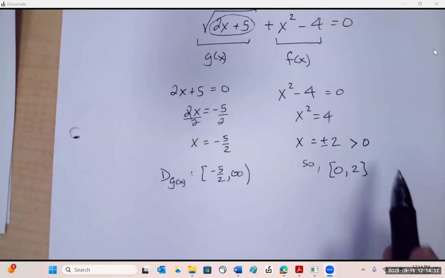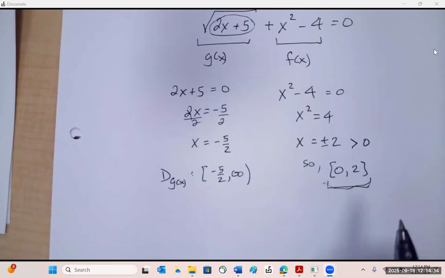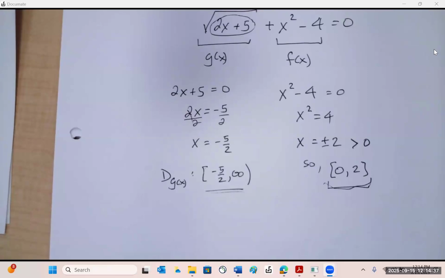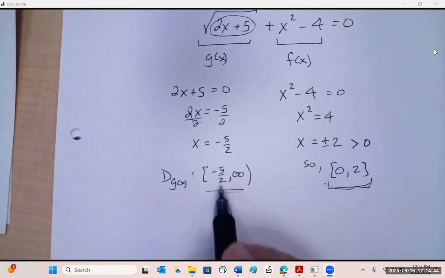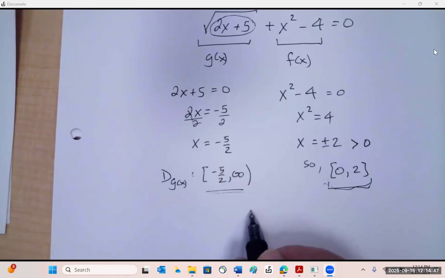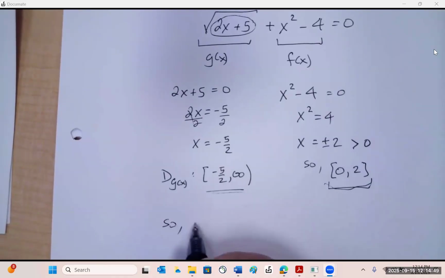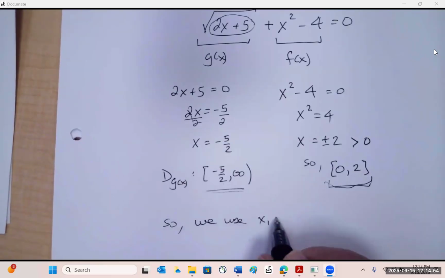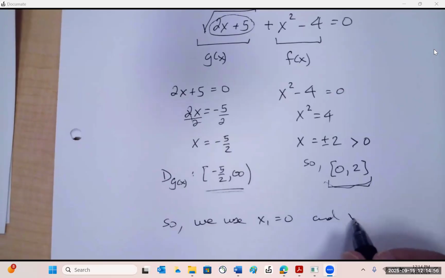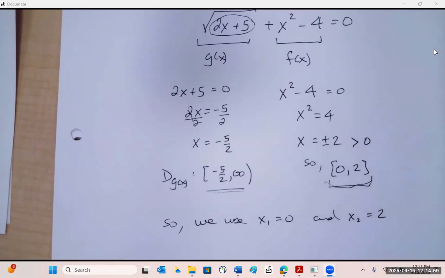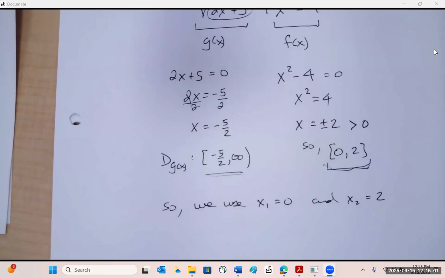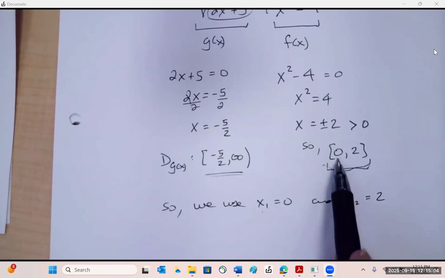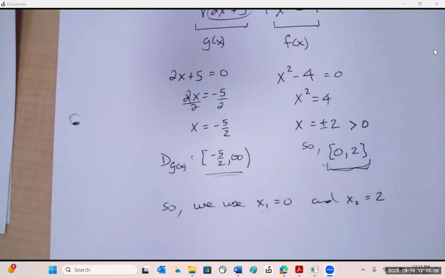Is 0, 2 inside this domain? Remember composite functions? We're looking for the one that's inside the other. 0, 2 is inside here. So we use x1 to be 0 and x2 to be 2.